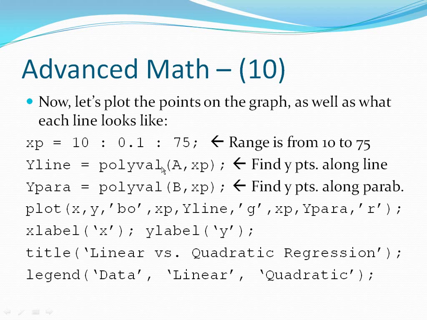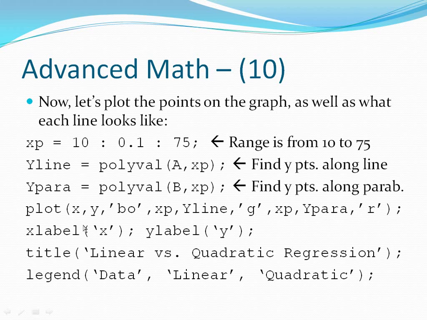So what you're doing here is you're trying to draw the line of best fit for both the parabola and the line. And then we're going to draw the data points by themselves, right? So x, y, and then blue circles, and then we're going to draw the equation of the linear regression, which is in green, and then we're going to draw the parabola, which is in red. We're going to label the x and y axis. We're going to give it a nice title, linear versus quadratic regression, and then the legend.